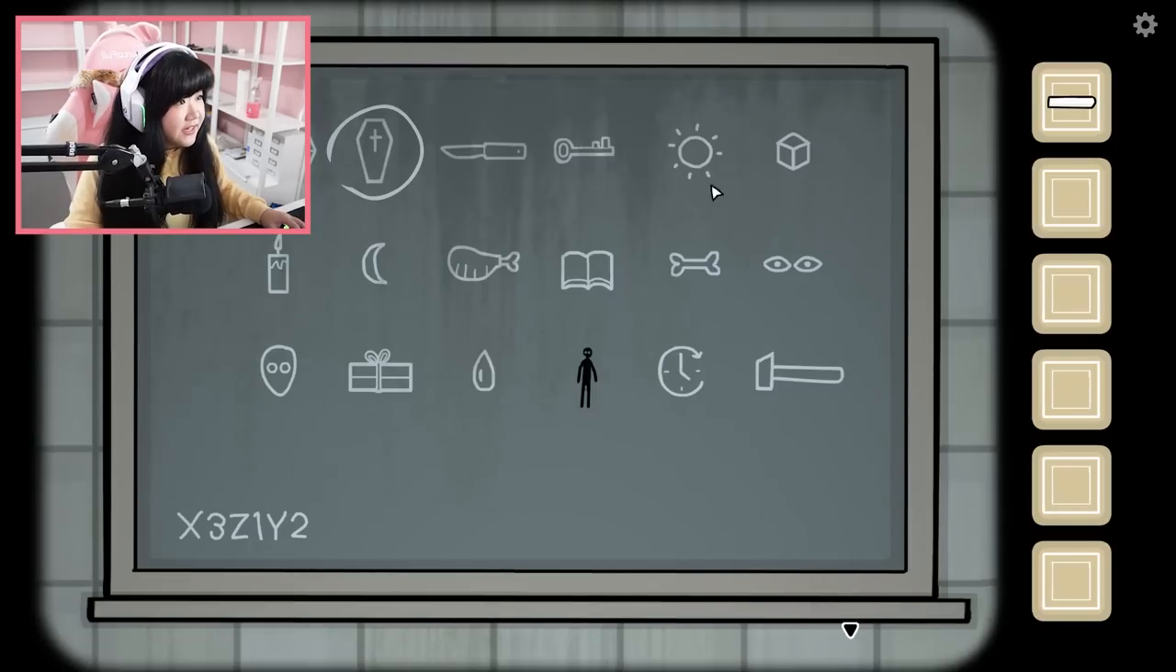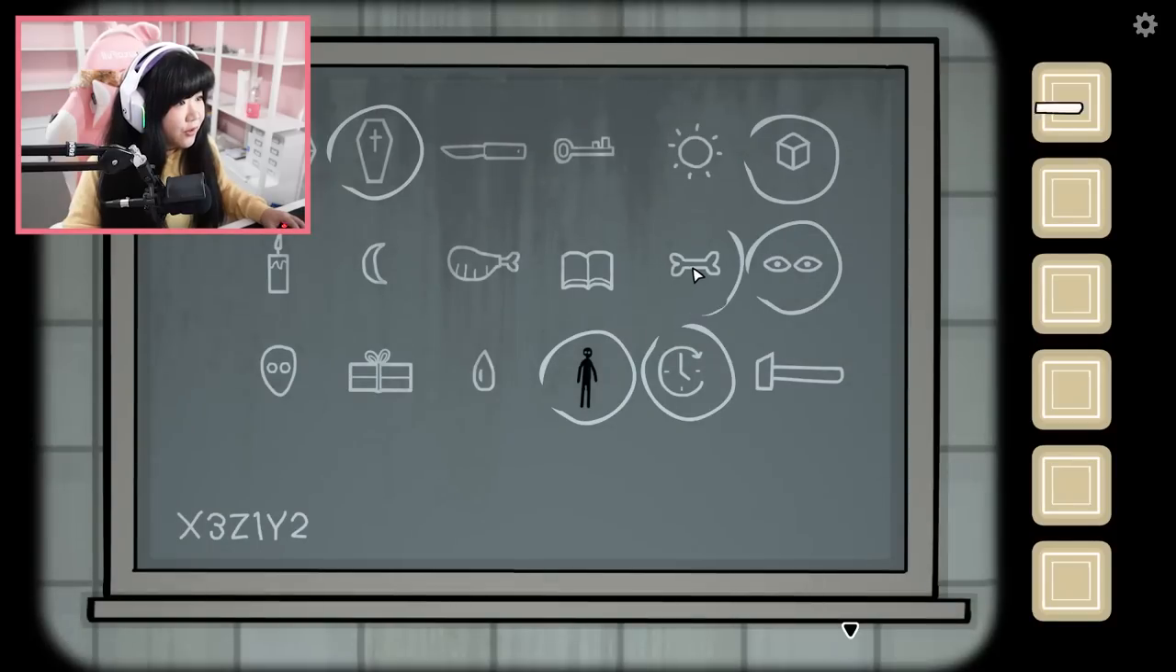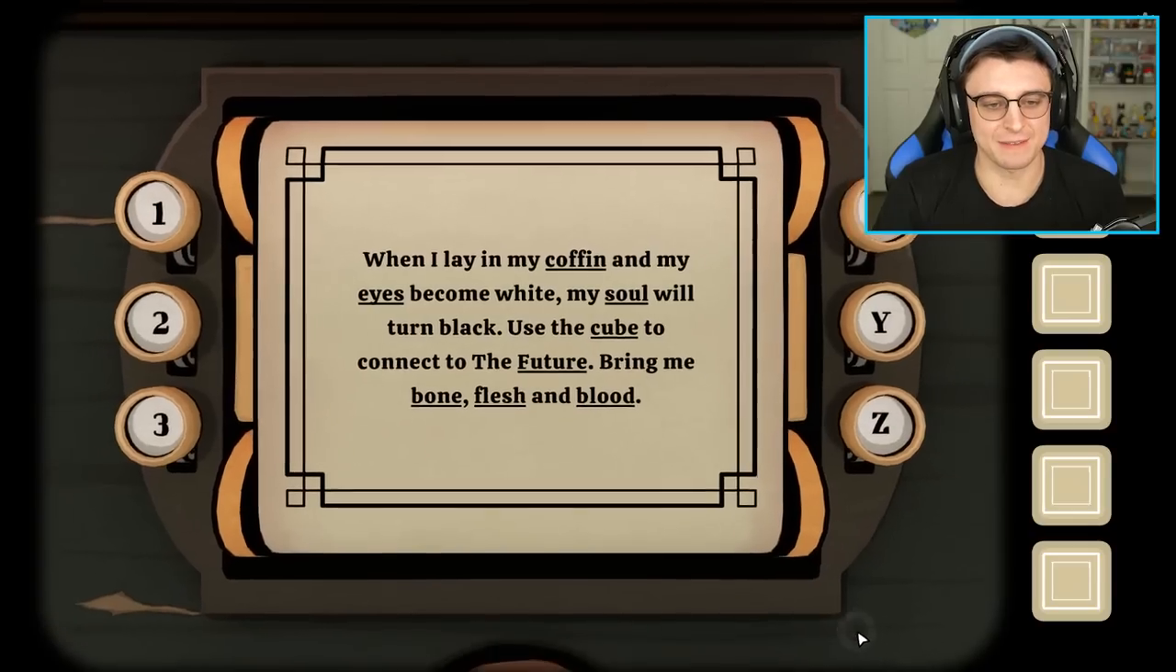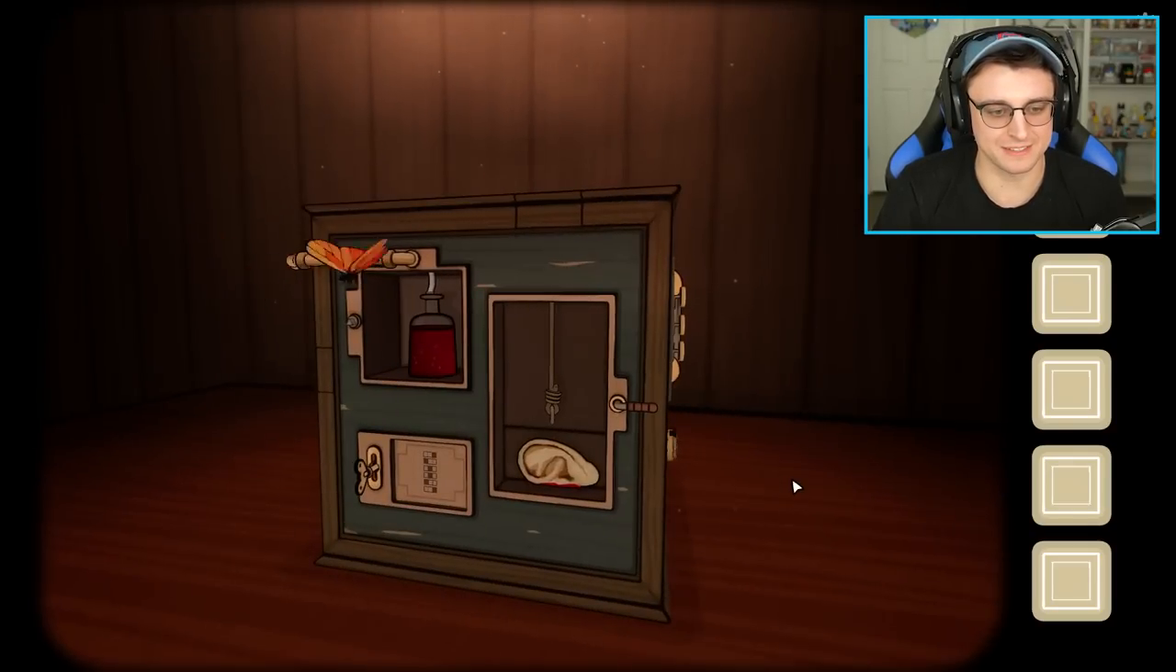Okay. Coffin. Then what? Eyes. Soul. Cube. Future. Bone. Flesh. And blood. This one. Oh, hopefully that's not a tear. It has to be blood. No, that's gotta be blood. That tear shape has been the blood signifier this whole time.